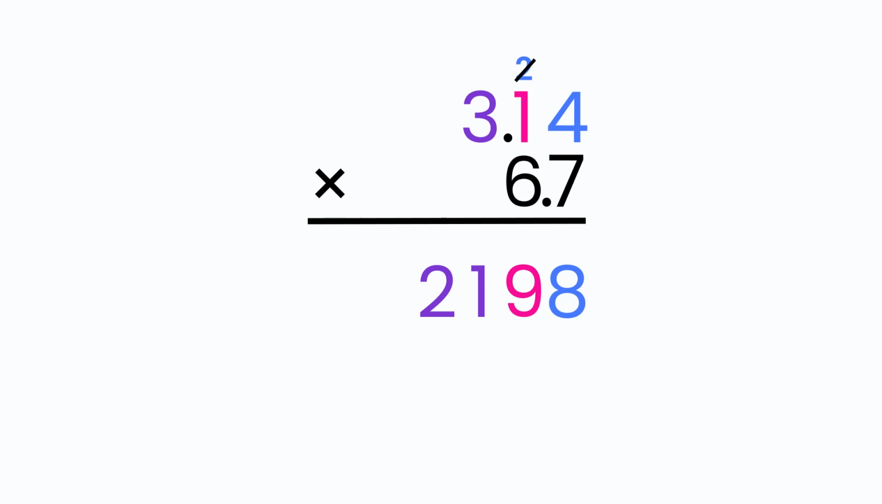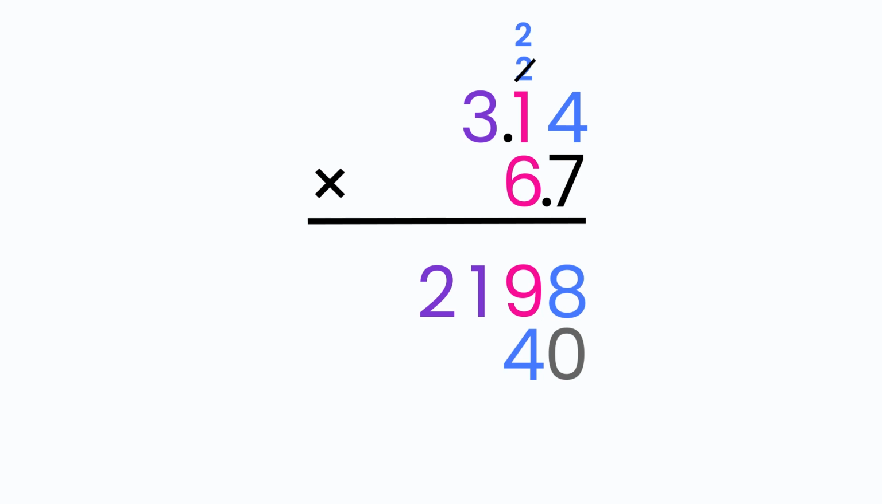Then you multiply by 6. Remember to start a new row and place a 0 under the 8. 6 times 4 equals 24. So place the 4 in front of the 0 and carry the 2.